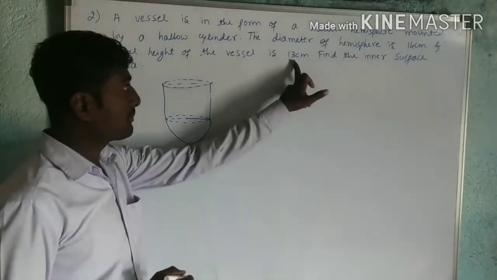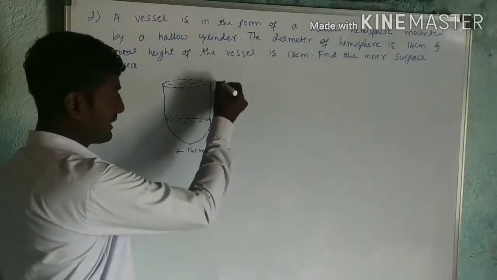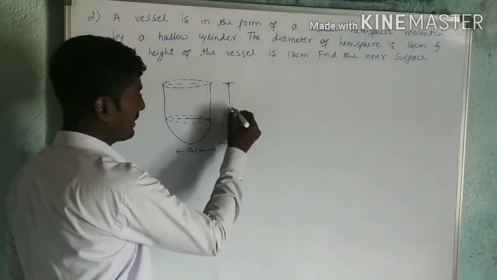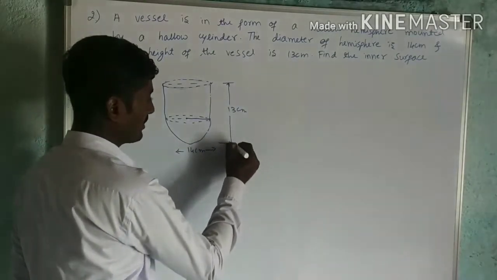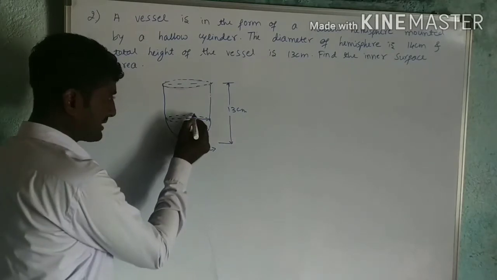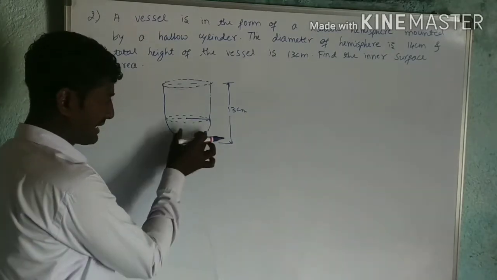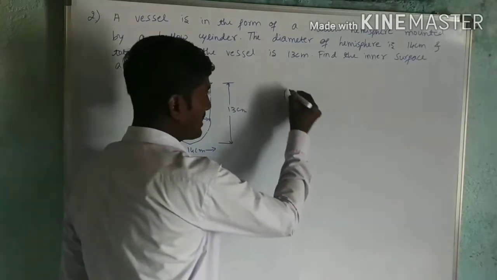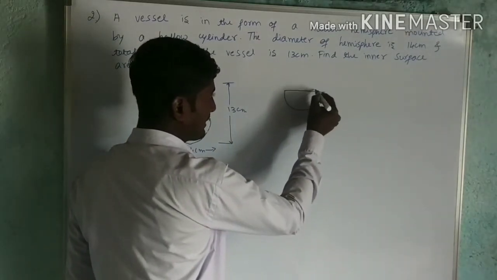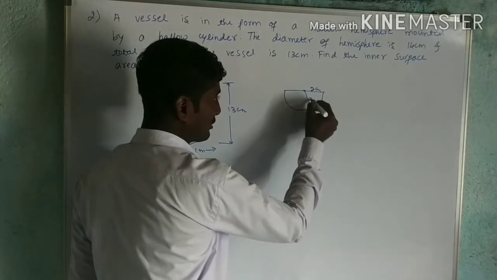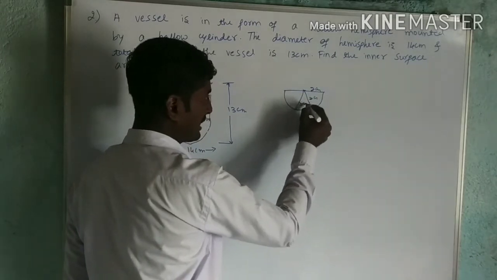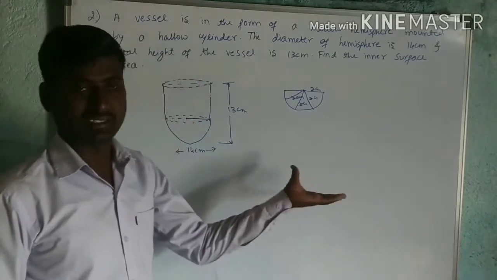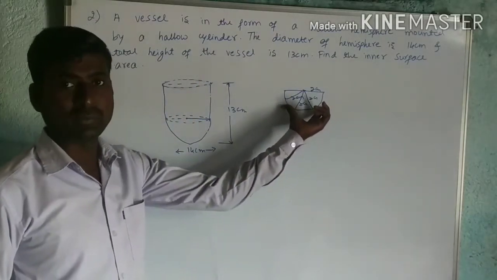The total height of the solid is how much? 13 centimeter. The height of this solid. So this is 13 centimeter. Since the radius of the hemisphere is 7 centimeter, if you take a hemisphere, the radius is the same in all directions. That's why I can say it as a sphere. So here I have taken it as hemisphere.